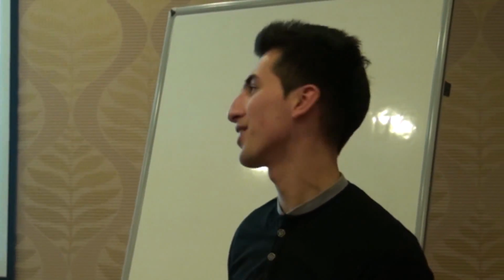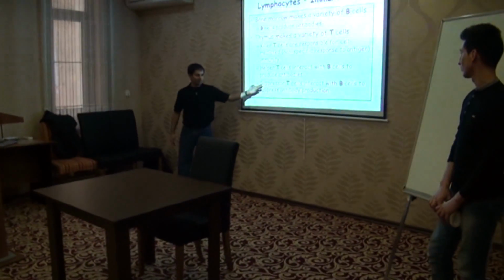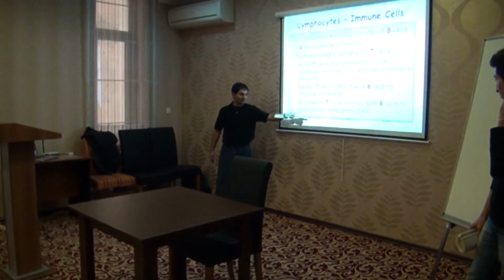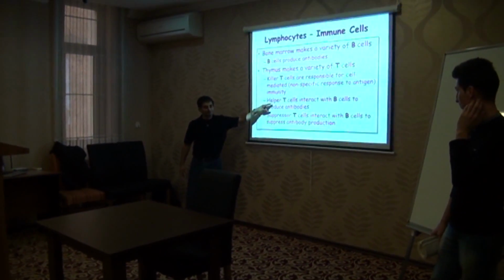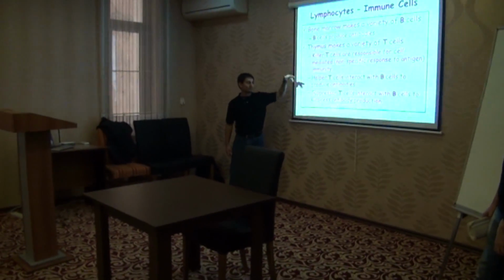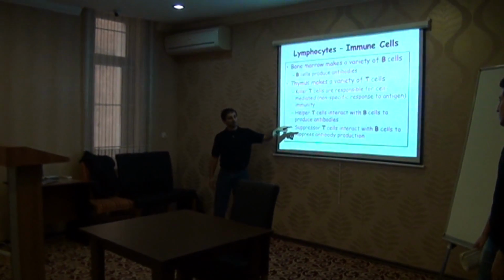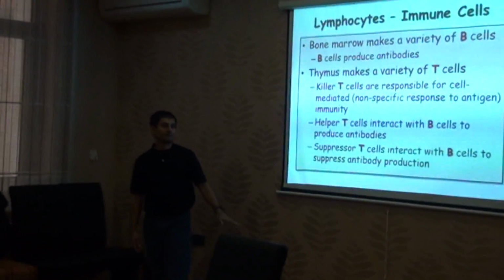Now there are also suppressor T cells. They interact with the B cells to suppress antibody production. So these T cells, helper T cells, cause the B cells to make antibodies. The suppressor T cells cause the B cells to stop the antibody production.